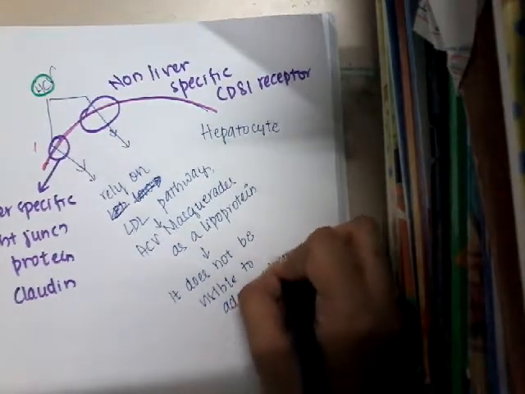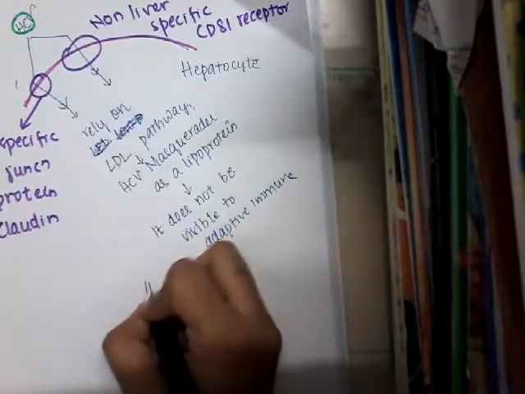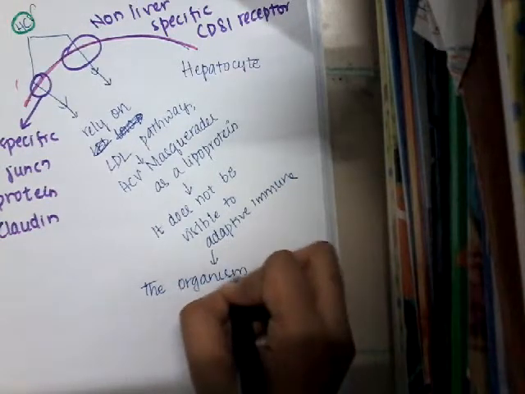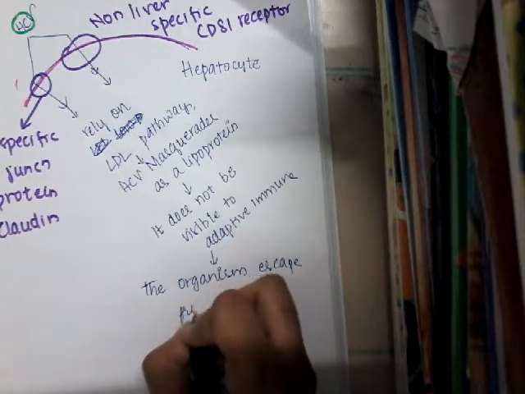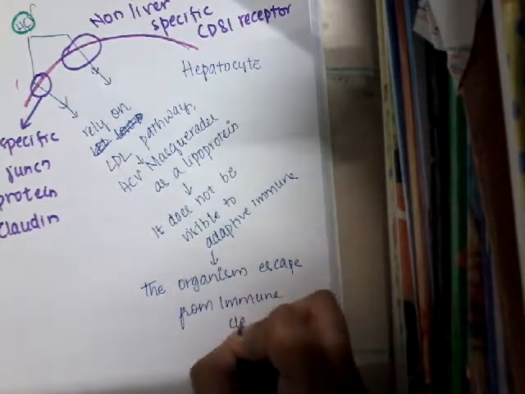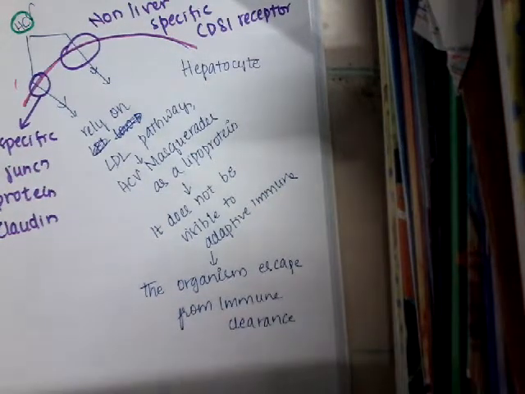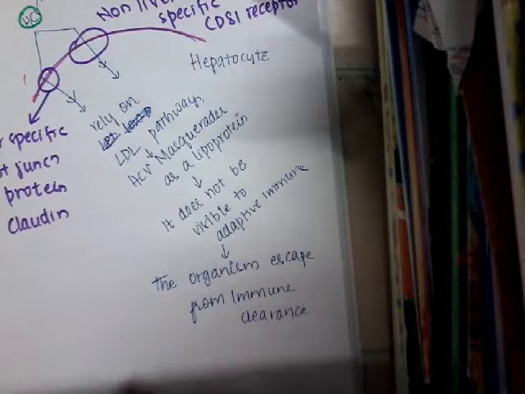So because it cannot catch it, the organism will escape from immune clearance and autophagy. So this is the way it survives, by not even being recognized by the lymphocytes.